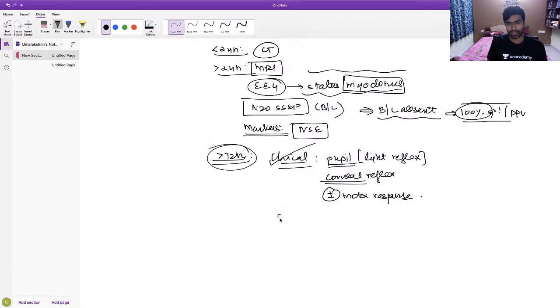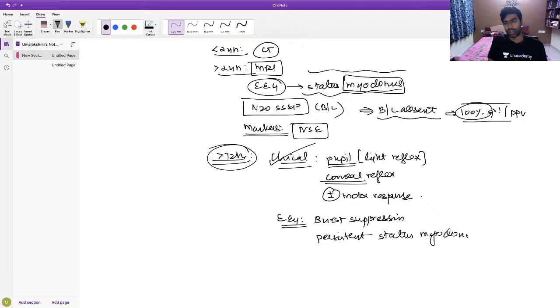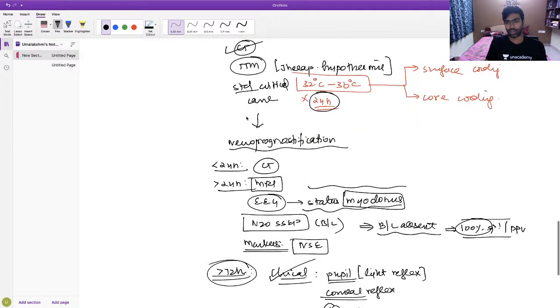And at the same time, EEG can also be very useful after 72 hours, which tells you extremely poor prognosis, especially if there is something called a burst suppression pattern in the EEG after 72 hours, or if the patient is having a persistent status myoclonus even after 72 hours of ROSC, then all these things suggest that the patient is going to have a very poor neurological outcome. So you're not going to get a good neurological outcome in the first place.